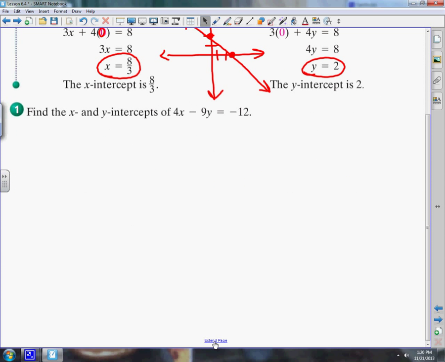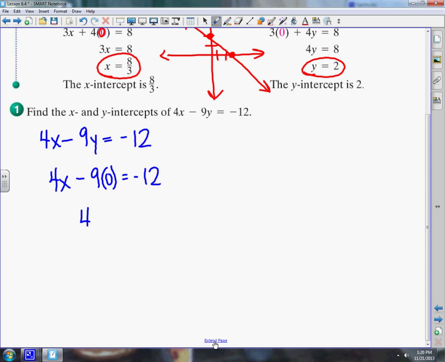So find the x and y intercepts of this equation. Okay, so I have 4x minus 9y equals negative 12. So I'm going to do 4x minus 9 times 0 is negative 12. So 4x equals negative 12. Divide by 4. So x equals negative 3. So I have my x-intercept.